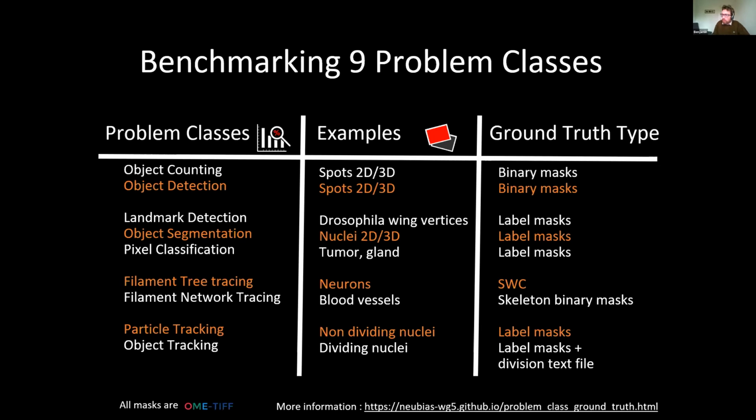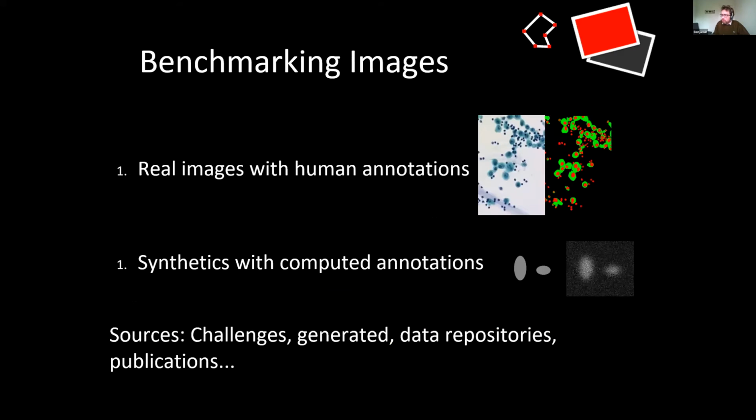So in BIAflows, currently we divided the different benchmarks into 9 problem classes: object counting, object detection, landmark detection, object segmentation, pixel classification, filament tree tracing, filament network tracing, so it's slightly different because it allows loops, particle tracking, and object tracking. So for each problem class, we defined a ground truth type. I'm going to talk about that in a moment.